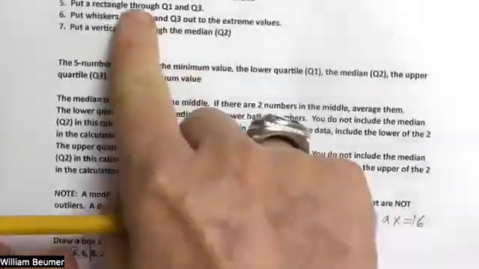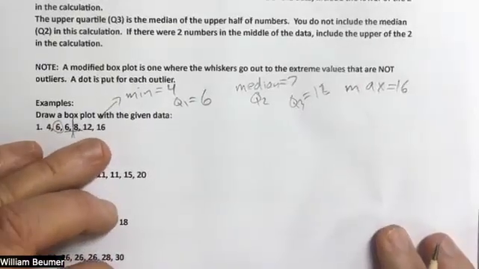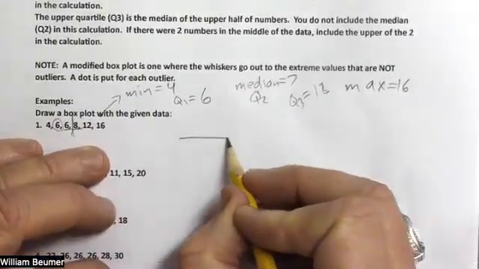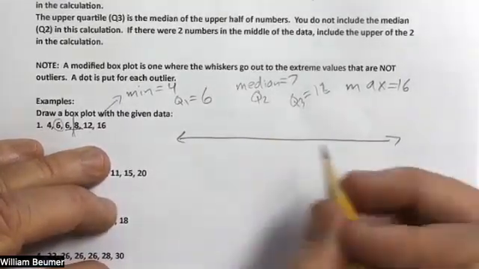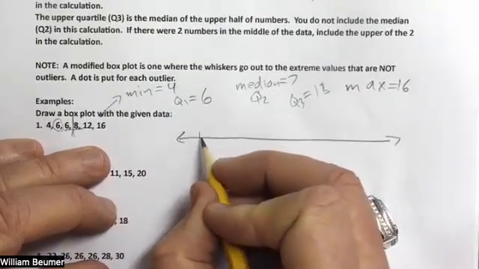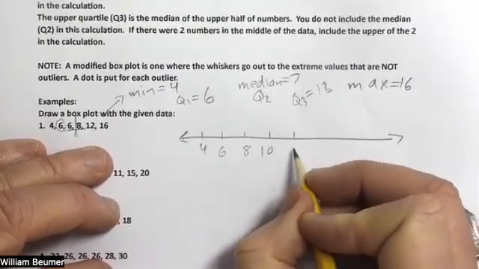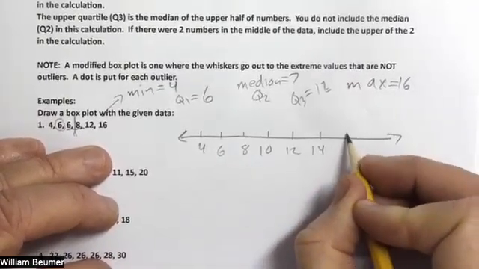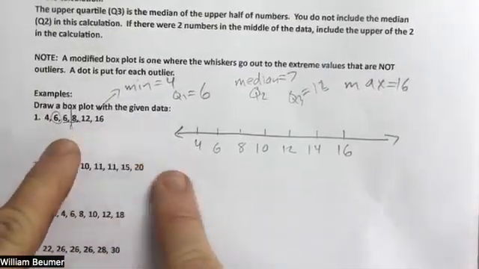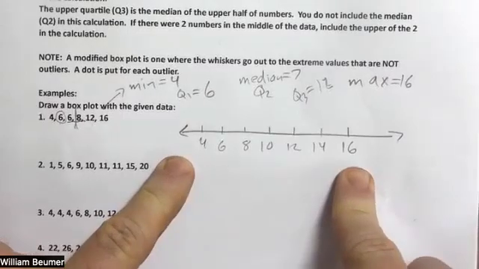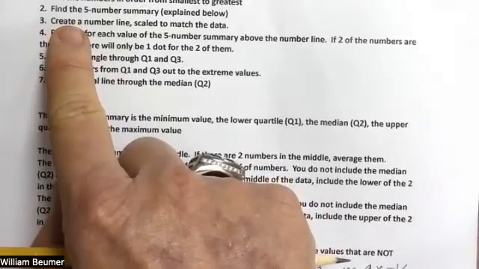Step 3, create a number line scale to match the data. The numbers go from 4 to 16, so I'll create a number line from 4 to 16. I'll go in units of 2: 4, 6, 8, 10, 12, 14, and then 16. We don't have a context here, which we would certainly list if there was one. So I've completed step number 3, create the number line.